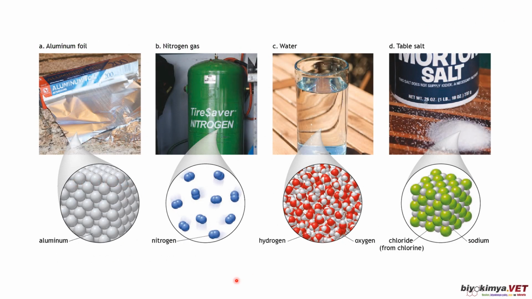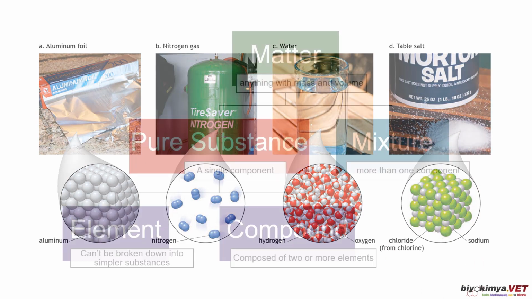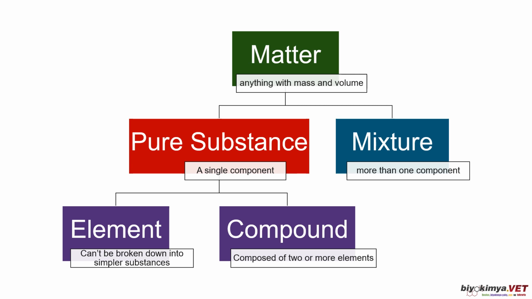In this picture, you see the aluminum as an element, nitrogen as an element, water as a compound, and sodium chloride as a compound. And here you see a good diagram showing the classification of matter. So anything with mass and volume we call matter. If matter contains more than one component, it's a mixture. A single component, it's a pure substance. If a pure substance cannot be broken down into simpler substances, it is an element. If a substance is composed of two or more elements, it's a compound.